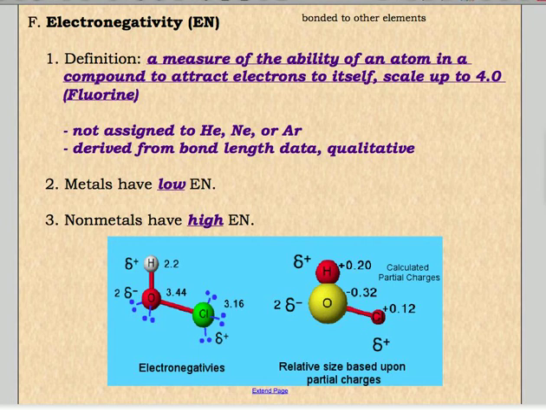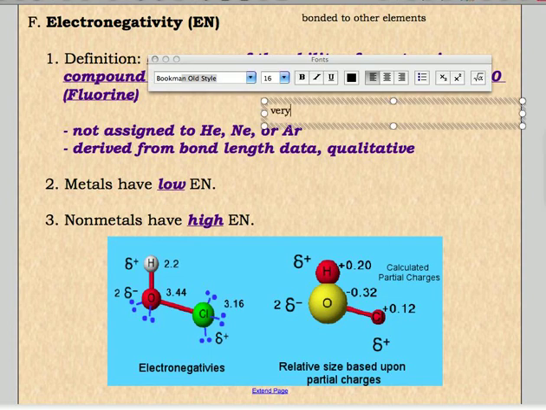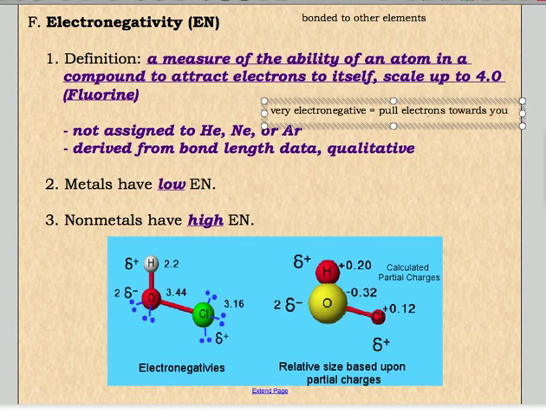So what that means is that if you're the highest, if you're very electronegative, that means you pull electrons towards you. It's not really assigned to the noble gases again. It is actually derived from different data that they take. What we find is that metals have very low electronegativity. They don't really pull electrons towards them. Non-metals have very high electronegativity, and like we said before, fluorine is the big kahuna here.